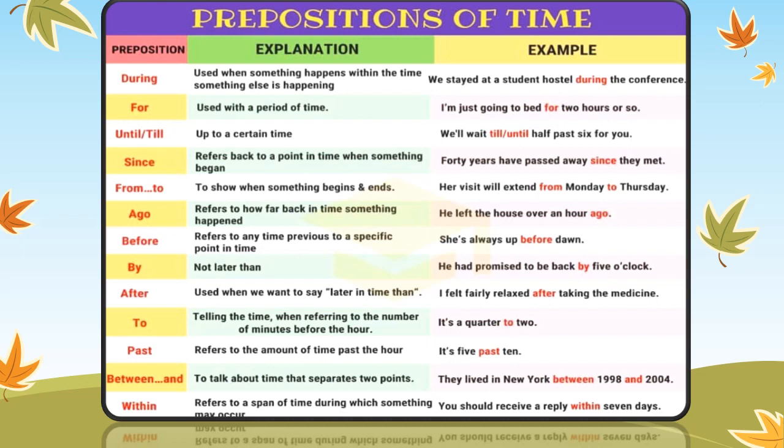You can also see why these prepositions are used in a particular context. For example, the first one, which is during. It is used when something happens within the time limit while something else is happening. For example, we stayed at a student hostel during the conference. So when the conference was happening, we were staying at a student hostel. So two things were happening simultaneously. Therefore, we use the preposition during.